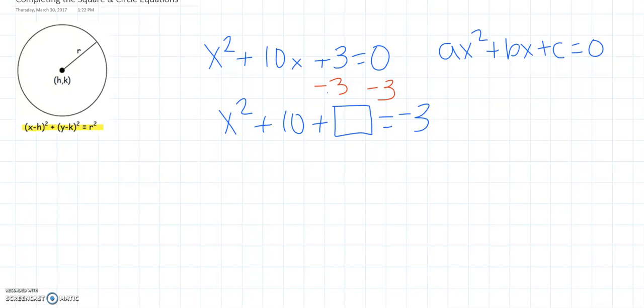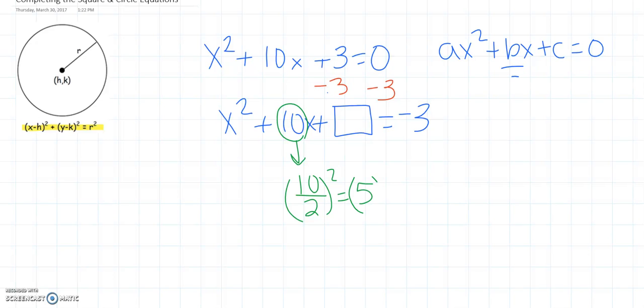In order to continue, for the term 10x, we're going to take the b term. Notice that the b term is always with the linear term, with the x. We're going to take the b term here, divide it in half and square it in order to complete the square. So we're going to do 10 divided by 2, and we're going to square it, and that's going to give us 5 squared, which equals 25.